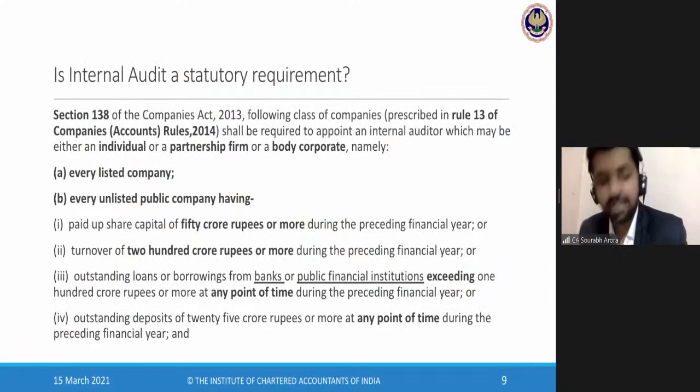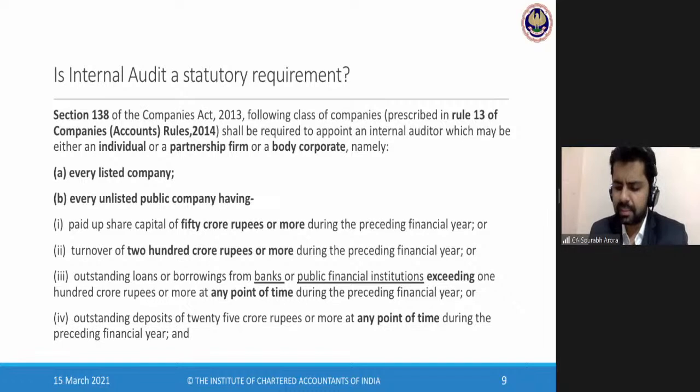So now the question arises, is internal audit a statutory requirement? Does any statute mandate the applicability of internal audit? Of course, the Companies Act 2013, Section 138, following class of companies prescribed in Rule 13 of Companies (Accounts) Rules 2014. So before proceeding, I would like to say that please remember this section and this rule. It is very important. And remember this provision as well. Don't just remember the section and rule.